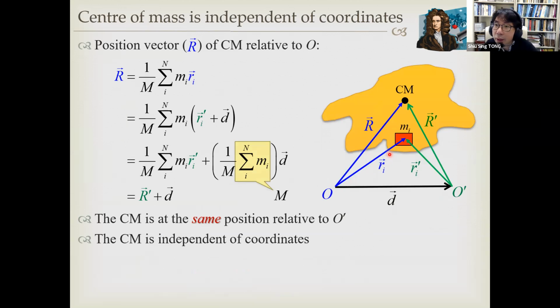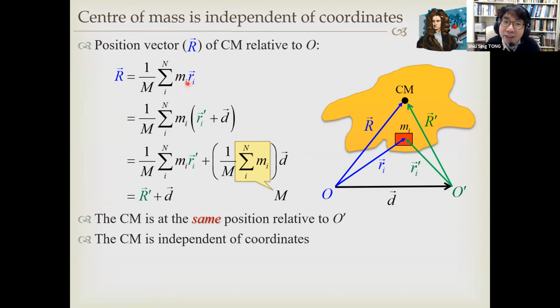Now we want to prove an important theorem about the center of mass, and that is the center of mass is independent of the coordinate we choose. That is important. Why is that important? When you look at this formula, the summation of m_i r_i divided by M, you may wonder, since the coordinate is arbitrarily chosen by us, r_i must depend on the coordinate we choose. If you choose a different position of the coordinate origin, then you have a different r_i.